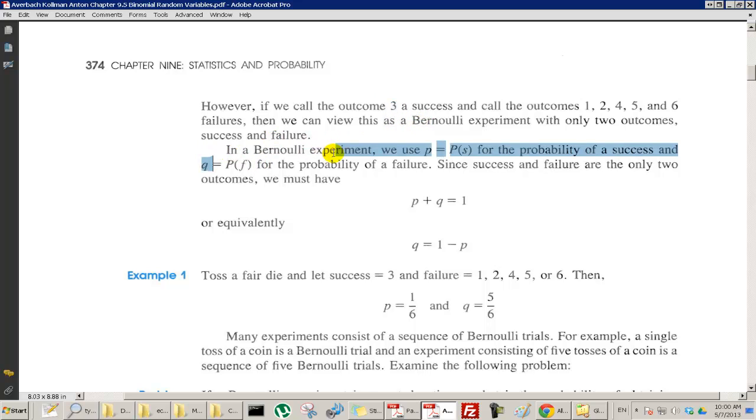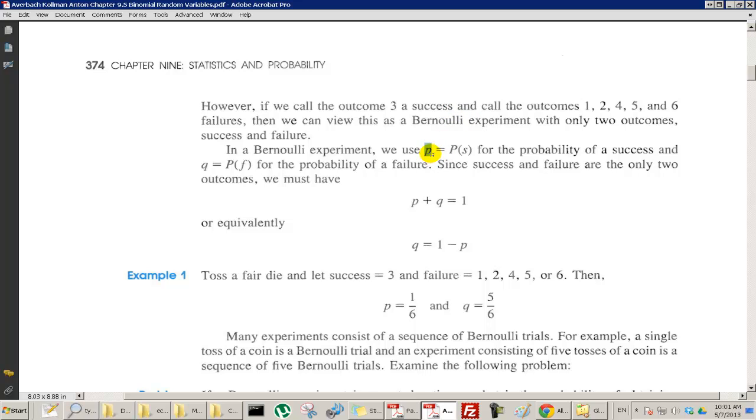In a Bernoulli experiment, we use little p to denote the probability of success. So if we are tossing a coin and success is heads, we would use little p to indicate the probability of heads. Usually that would be a half. But in the case of an atom decaying, it wouldn't be a half. It would be some very small number, the probability of the atom decaying.